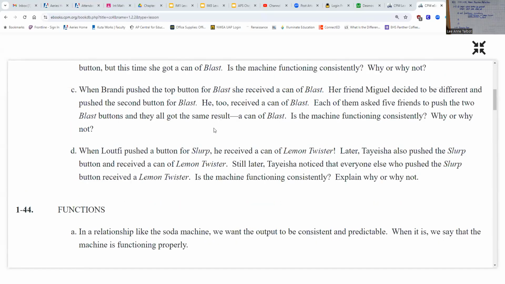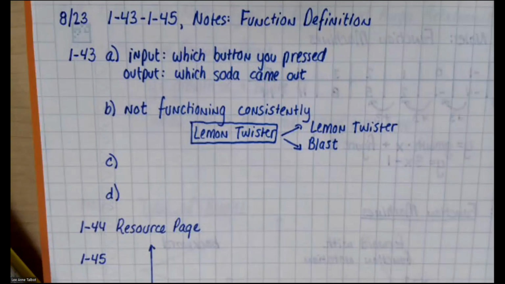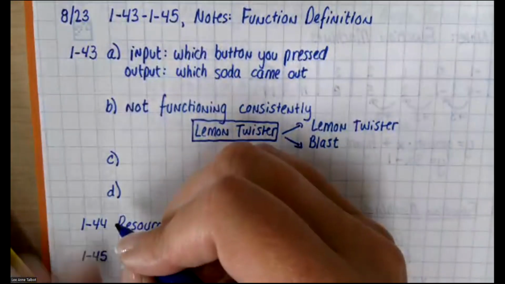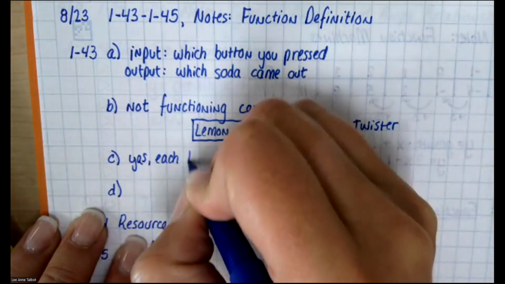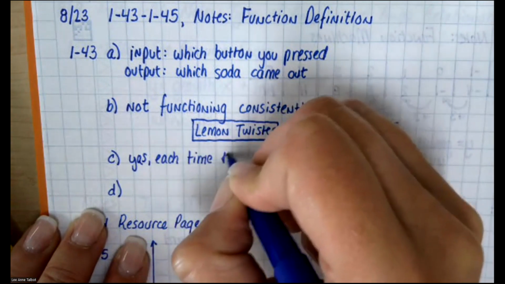When Brandy pushed the top button for Blast, she received a can of Blast. Her friend Miguel decided to be different and pushed the second button for Blast. He too received a can of Blast. Each of them asked 5 friends to push the 2 Blast buttons and they all got the same result, a can of Blast. Is the machine functioning consistently? Yes. Why or why not? Yes, they're getting Blast every time. Okay, now should they be drinking 5 cans of Blast? Probably not.